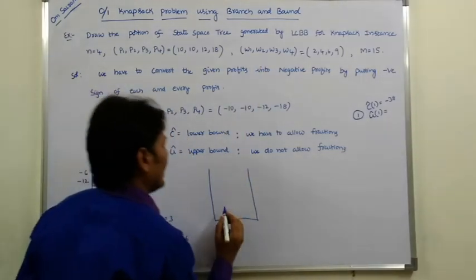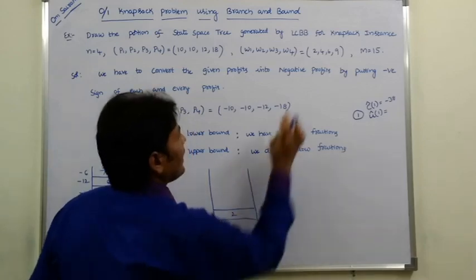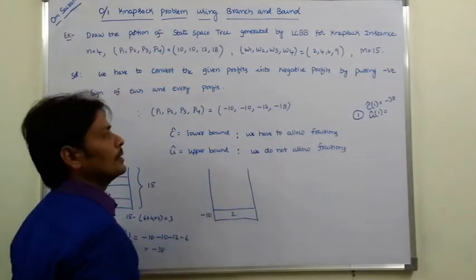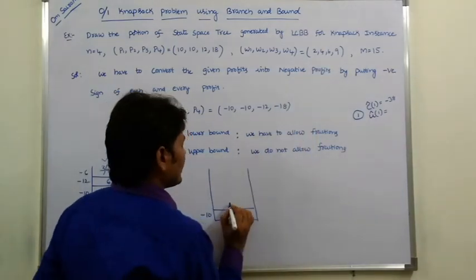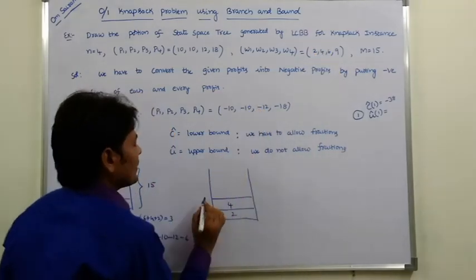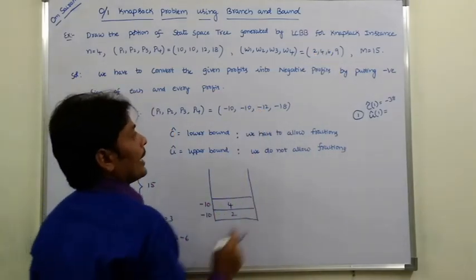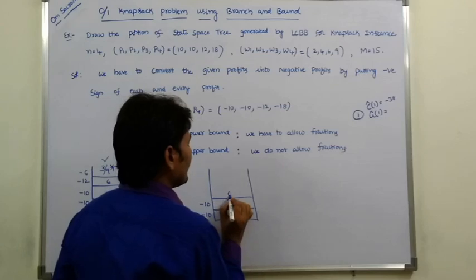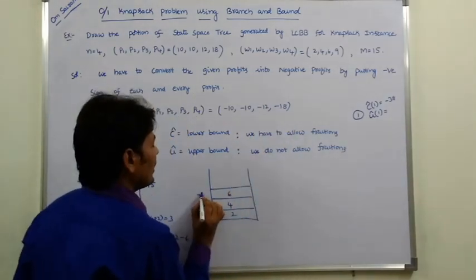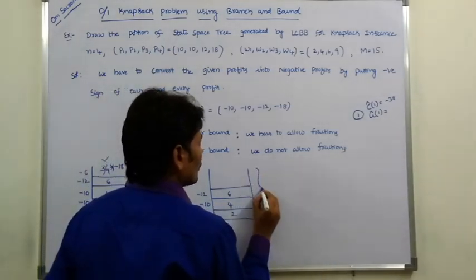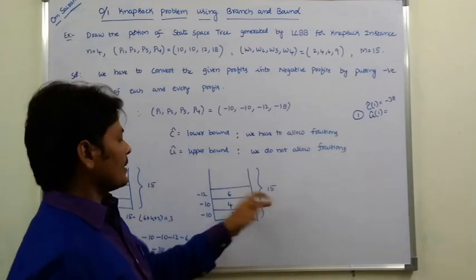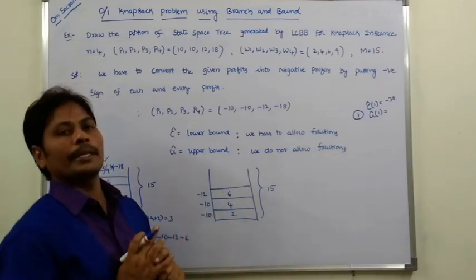First object is placed into the knapsack, its weight is 2 and the corresponding profit is minus 10. Next, second object is placed into the knapsack and the corresponding profit is minus 10. Next, third object is placed into the knapsack, its weight is 6 and the corresponding profit is minus 12. So total capacity of the knapsack is 15. So 15 minus 6 plus 4 plus 2, that is 12.